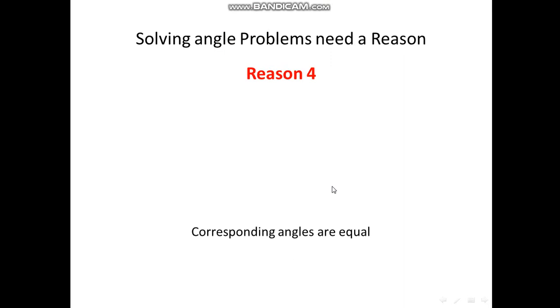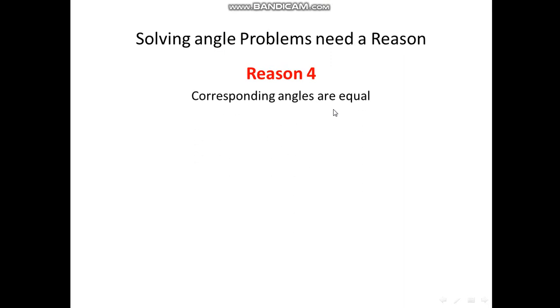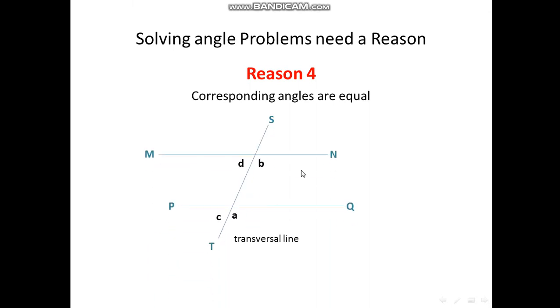What is the 4th reason? The 4th reason, corresponding angles are equal. Now please pay a little bit of attention here. Now we have this here. We have 2 straight parallel lines, MN and PQ. They are parallel, and you know what parallel means, they never intersect each other. And we have this transversal line TS, which intersects them in 2 points, this point and this point.